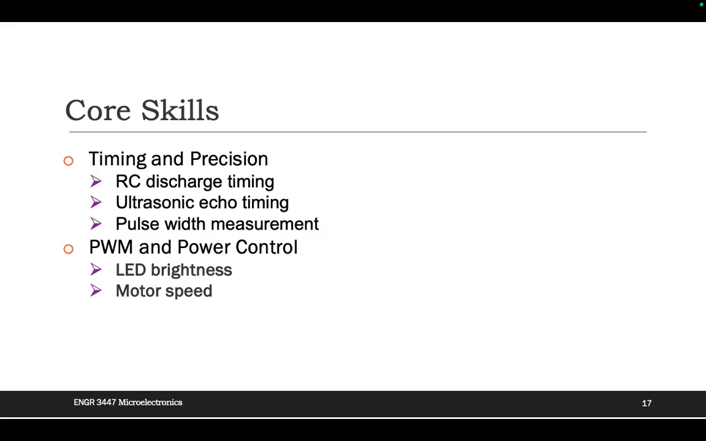The other one is PWM and power control. You can use PWM to control the LED brightness and the motor speed, but not only the motor or the LED, you can control anything. What we learn in this class is just the method, to let you know how to do that. If I change the device or the task goal, you need to know how to do it. That makes sense to you?